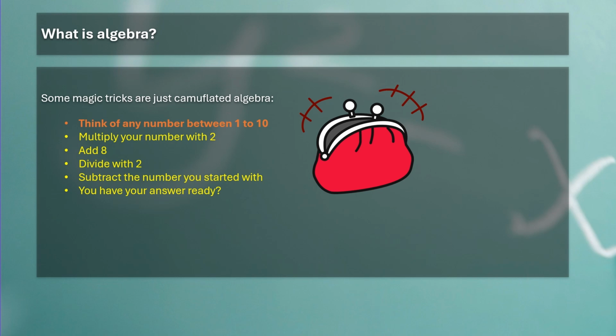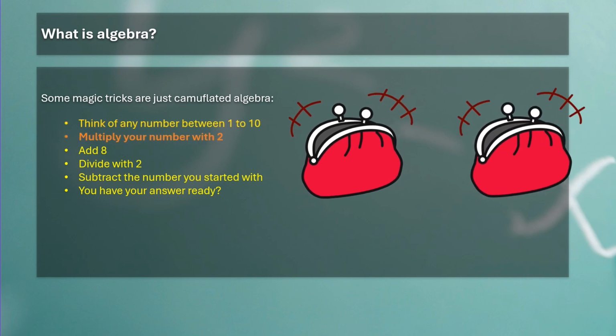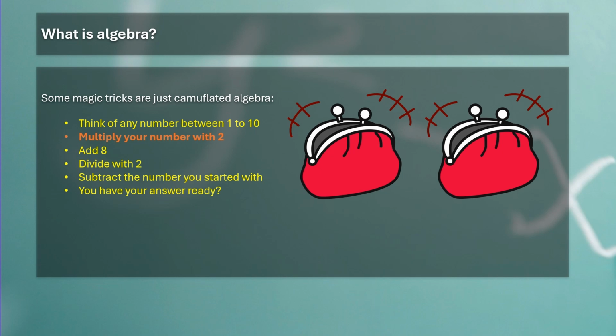Let's imagine a purse. We can think of the number you are thinking of as the number of coins in the purse. I don't know how much money you have in your purse, but I know that it has between 1 and 10 coins. You would then multiply this number by 2. That would mean one more purse. I still don't know how much money is in the new purse, only that it has the same number of coins as the first one.